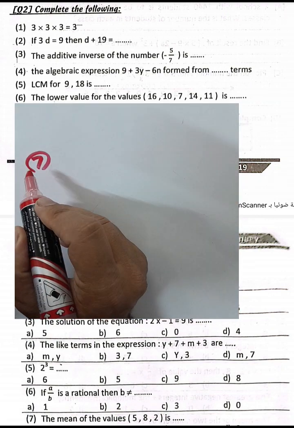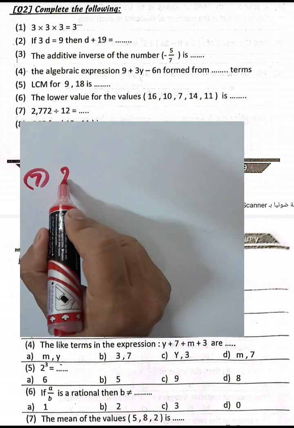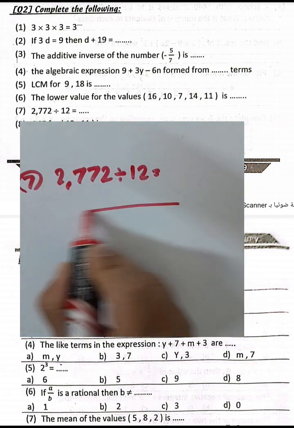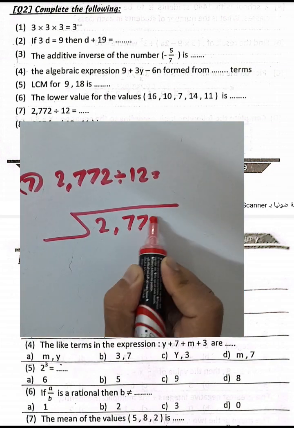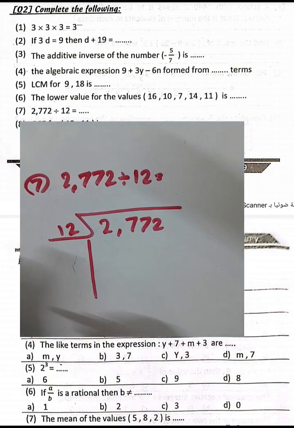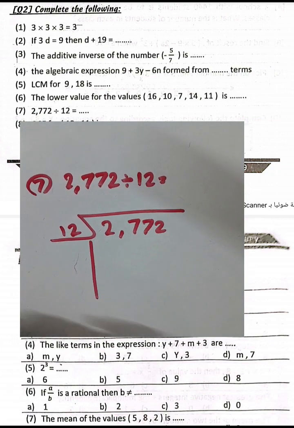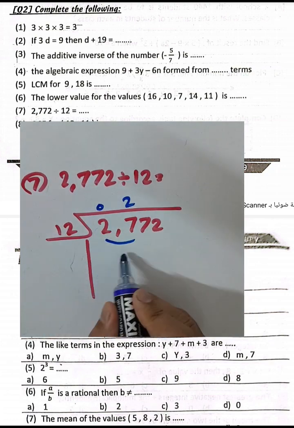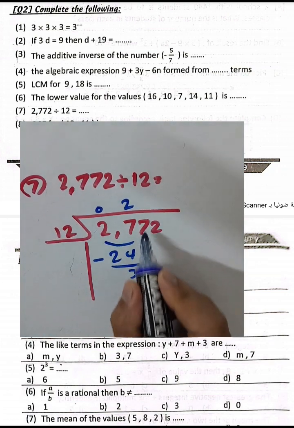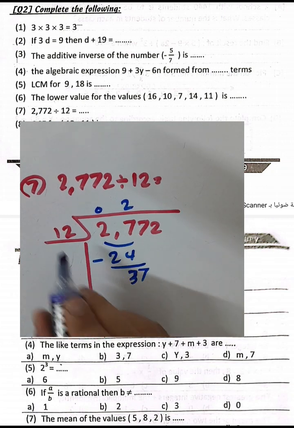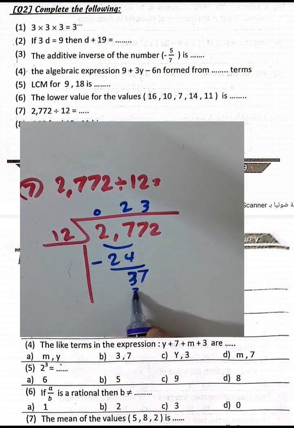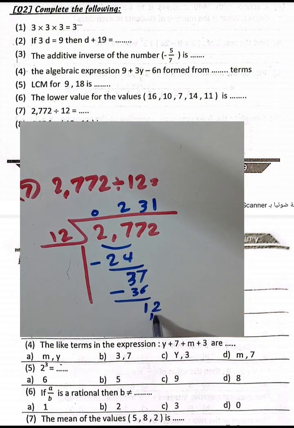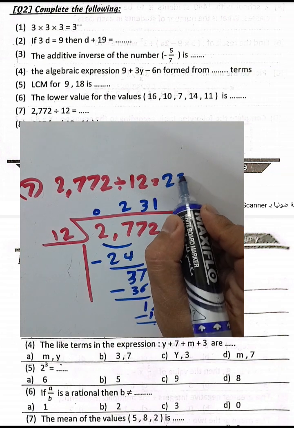Question number 7. 2772 divided by 12. Use long division. 2 divided by 12, we can't do it, put 0. And 27 divided by 12, write 2. 2 times 12 equals 24. Subtract between them, it will be 3. And then drop 7. 37 divided by 12 is 3. 3 times 12 equals 36. The difference between them is 1. And then drop 2. 12 divided by 12 equals 1. 1 times 12 equals 12. Then the result will be 231.